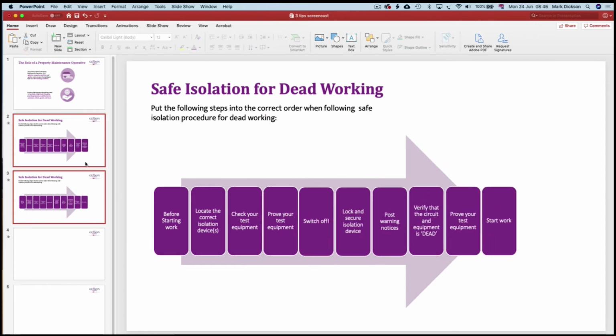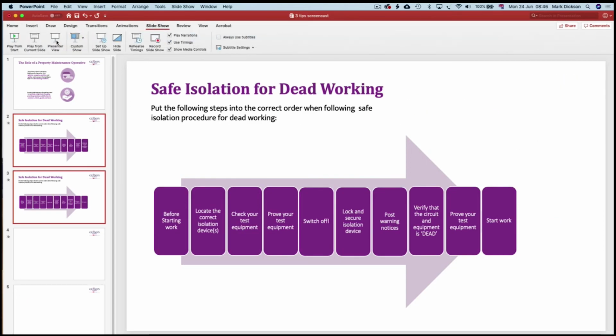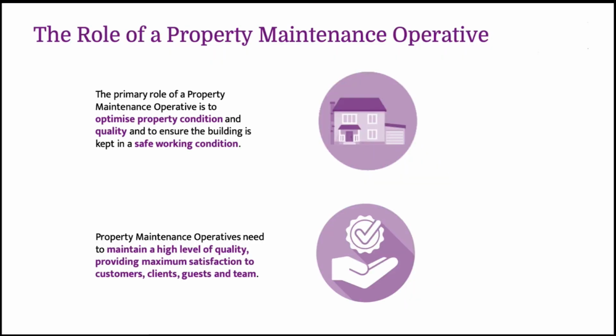To do this, select the slides and go to Transitions in the menu bar. This alters the way the slides transition from one to the next. Here, we're going to choose Morph. So let's play the presentation from the start. We've got a slide with our colour matched images, and we've got our incorrect process diagram.